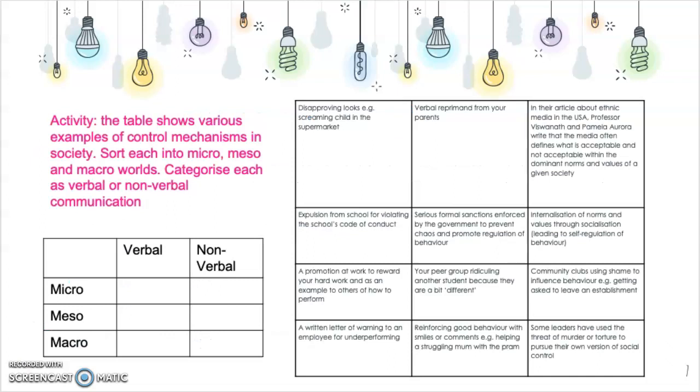Okay, time for your first bit of due work for today. This table here shows a whole lot of different types of social control. What I'd like you to do is categorize them into the micro, meso, and macro levels of society, and then decide whether they're verbal or non-verbal. And this will be part of the due work you submit for today's lesson.